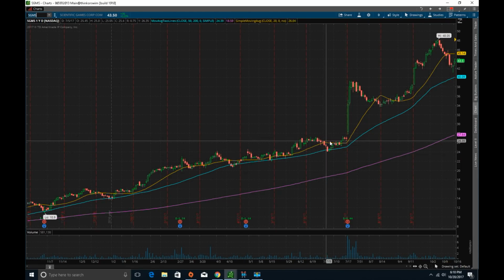And you can see it just follows that moving average on up. So as long as it stays above these moving averages, we're going to stay in this stock. We're going to stay with the trend as long as it lasts. We want to take as much profit from the trend as possible. Once it breaks below these moving averages, that's when we're going to look to get out of this trade.